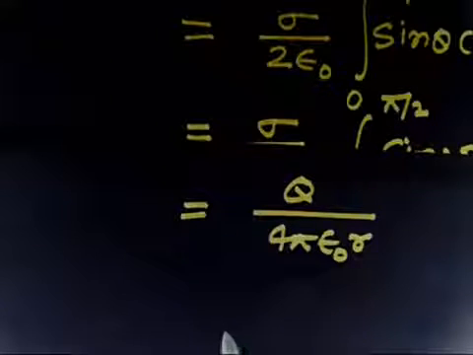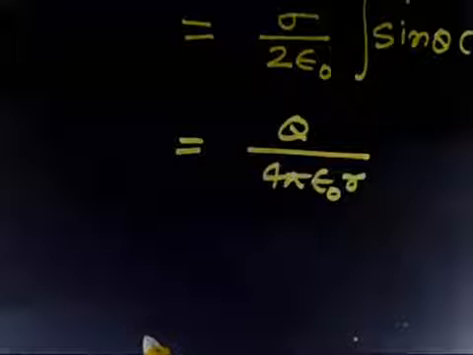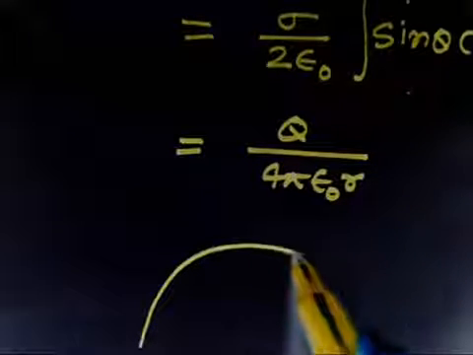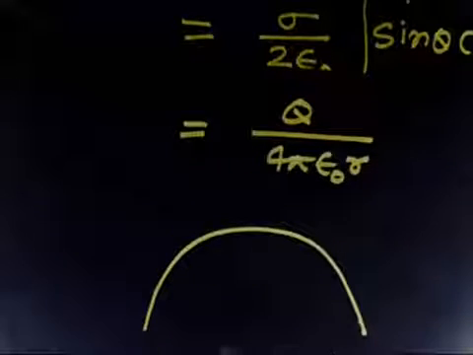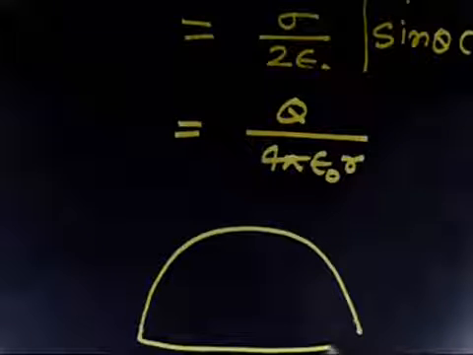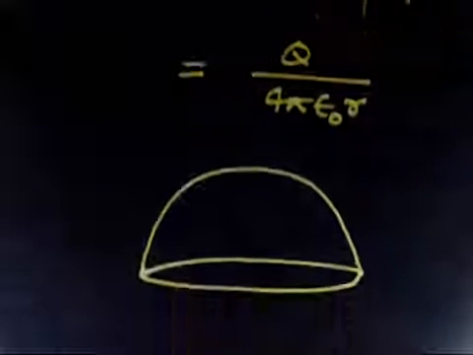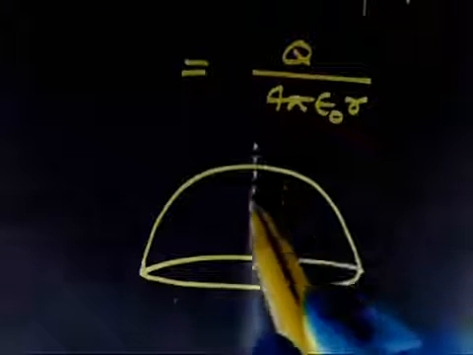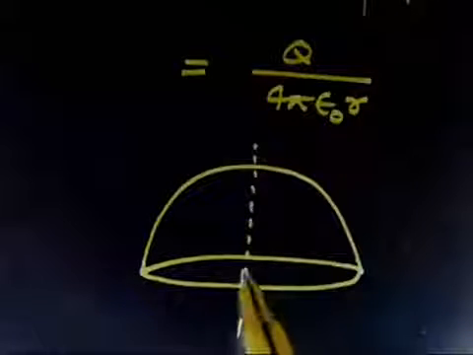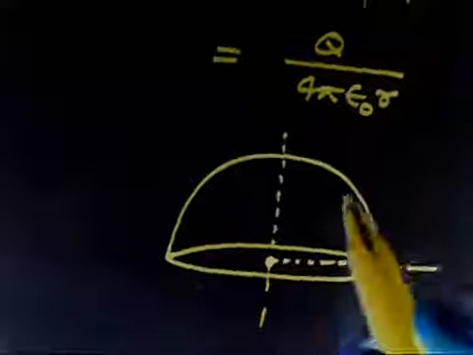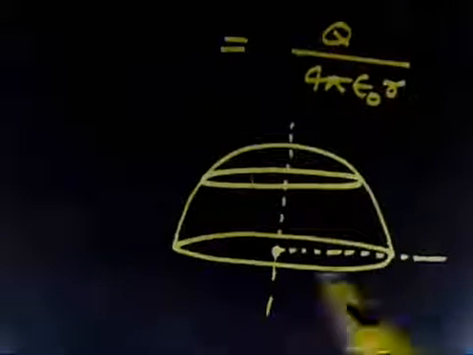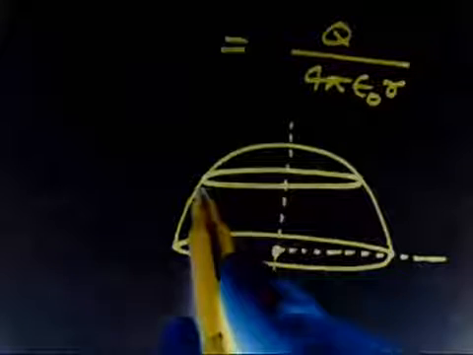So let me describe this one again. So this is my hemisphere. My target is to calculate potential at this point O. So let us take a ring. So if I consider my ring here, an elemental ring of course, this is the width.